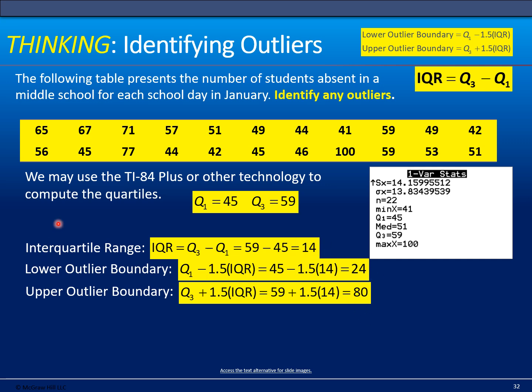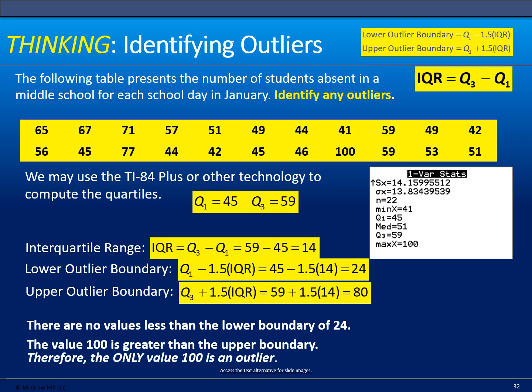So what I'm doing now is looking for any data that is below 24. Don't see any, so I don't see any low outliers. And then I'm looking for any data that is above 80. I've got 100. So I have one data point that is above 80. And so again, I have no lower or small outliers, but I do have an upper outlier, or a large outlier.